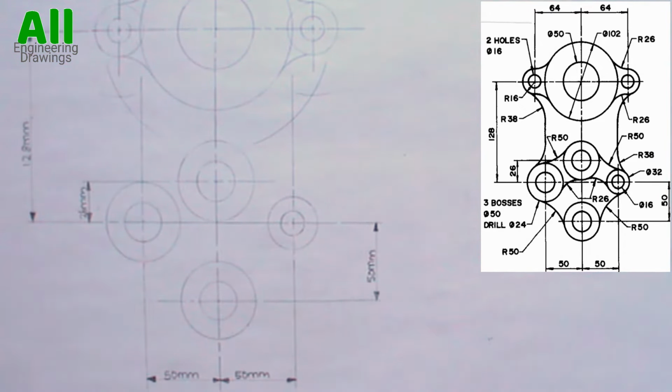Now, since the radius of the tangential arc here and here is 26 millimeter and the radius of this circle is 25 millimeter, I will add the radius, that is 25 plus 26, which will give us 51 millimeter. So I will extend my compass to a radius of 51 millimeter. Then place your compass on this point and draw an arc this way.